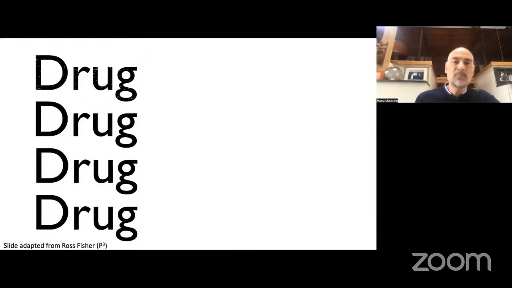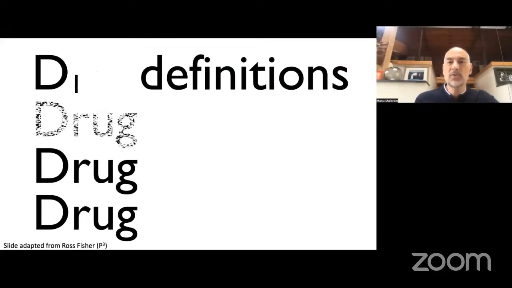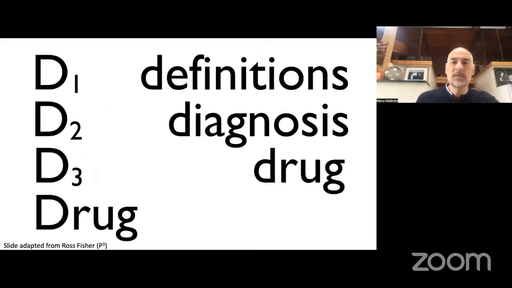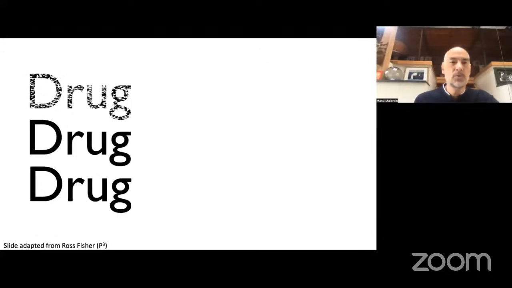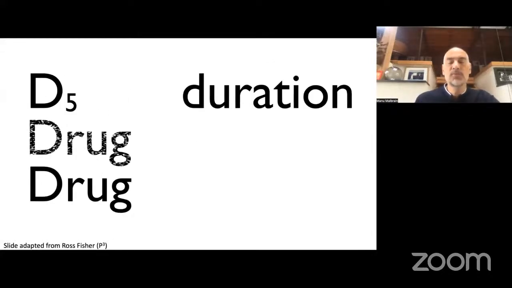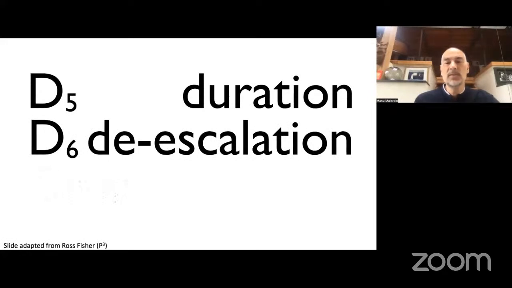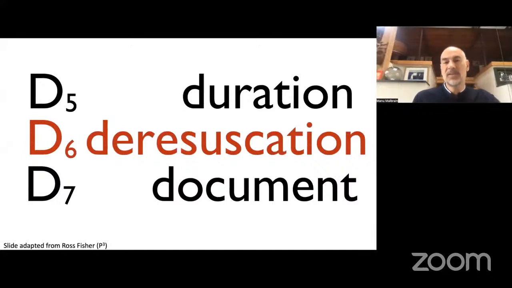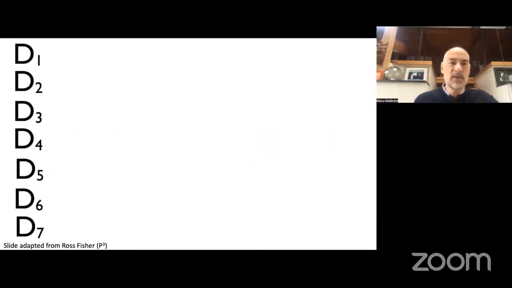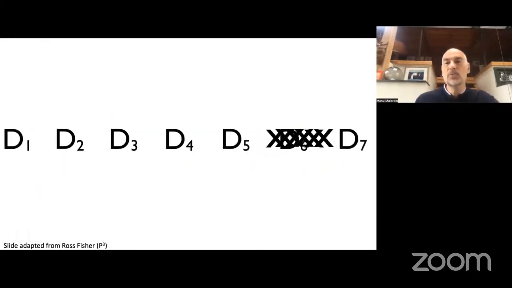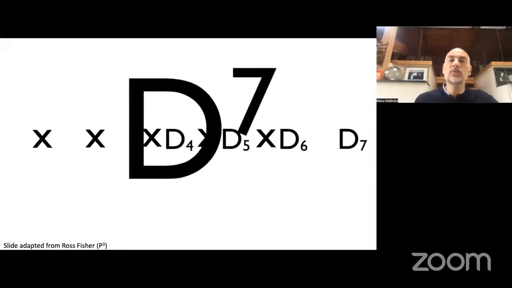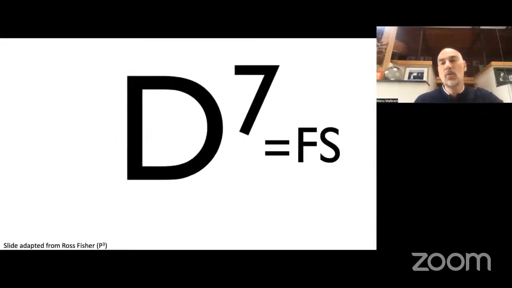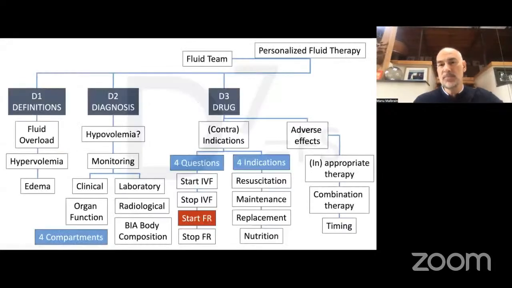So the 7D framework is: D1 definitions, D2 diagnosis, D3 the drug, D4 the dose, D5 duration of therapy, D6 de-escalation, and D7 documentation. Instead of de-escalation, which is lowering the amount of fluids, we can also actively remove them. So when we have D1 to D7 multiplied, we have D to the power of 7, or fluid stewardship.